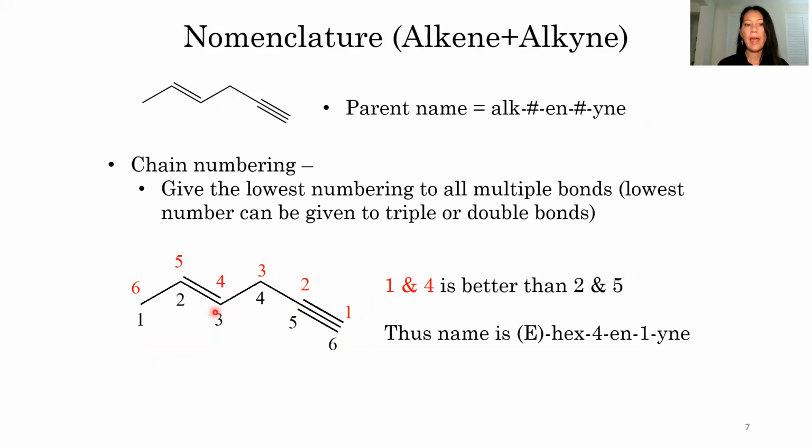So we would have E because of the E geometry here. You have 6 in the chain, so it's hex. And then you give the ene part number first. So it's 4-ene, 1-yne. E-hex-4-ene-1-yne.